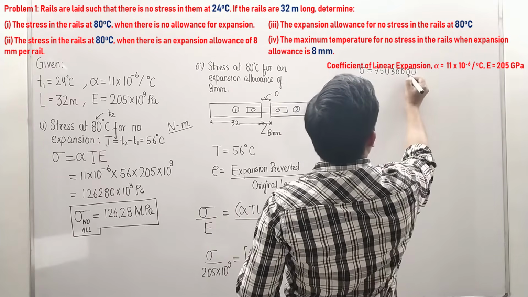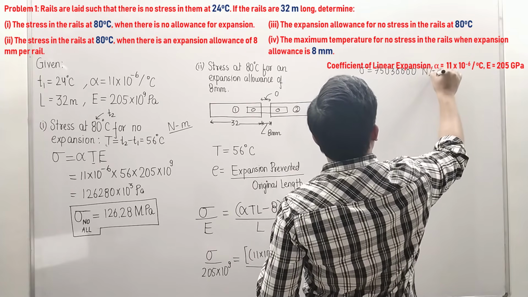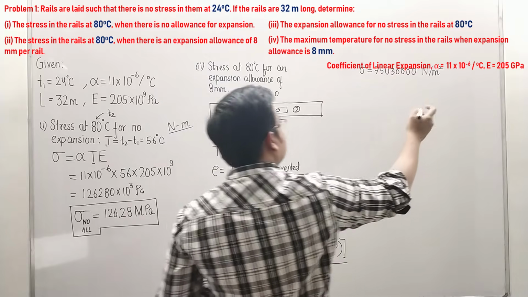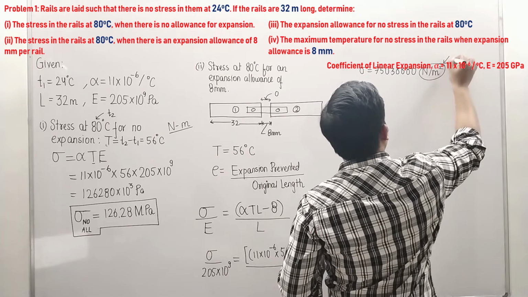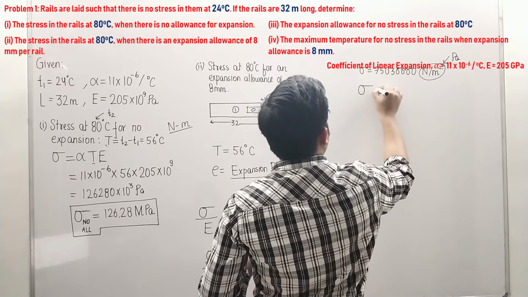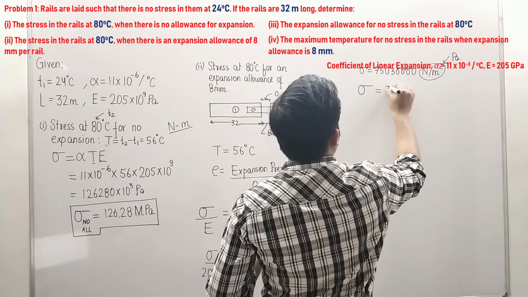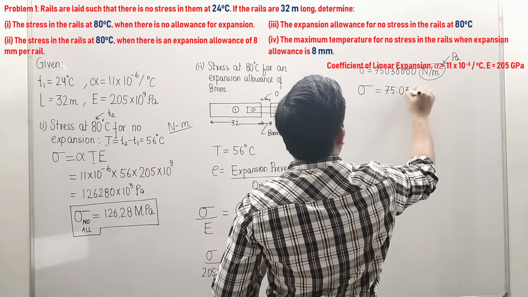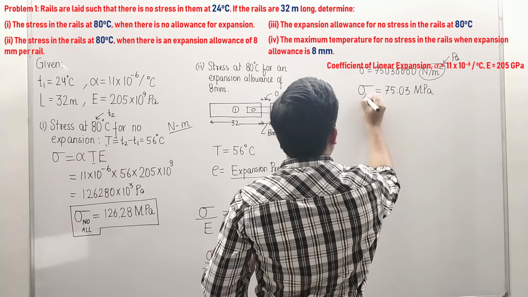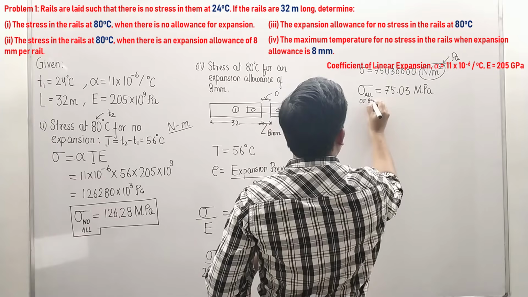Sigma will work out as 75,032,456 Newton per meter square. Newton per meter square is pascals. Now, if I were to convert this into megapascals, stress is going to be equal to 75.03 megapascals. And this is for an allowance of 8 mm.